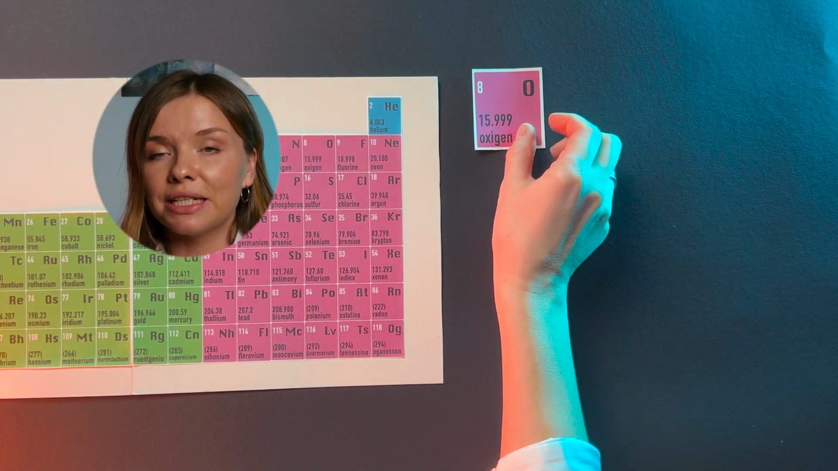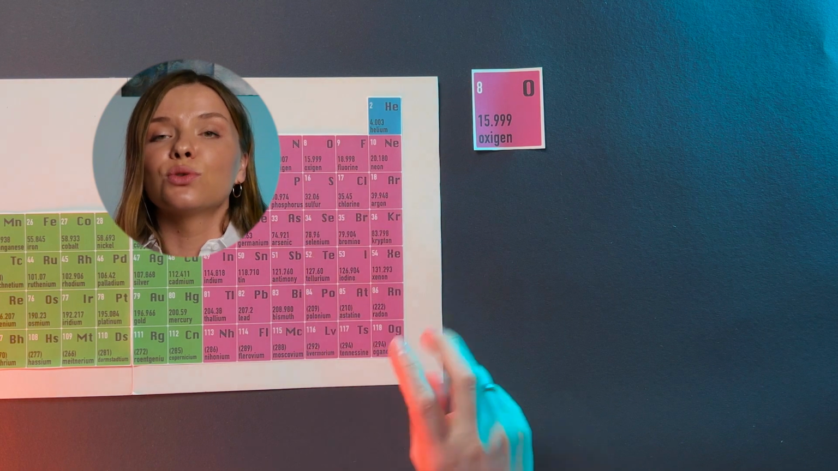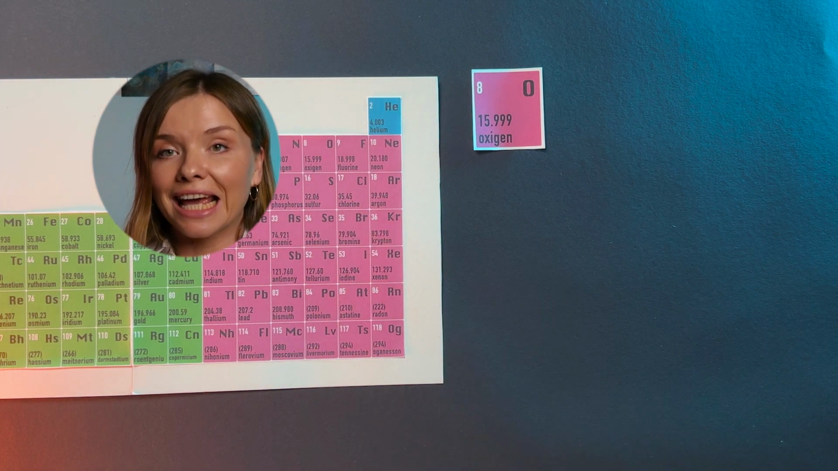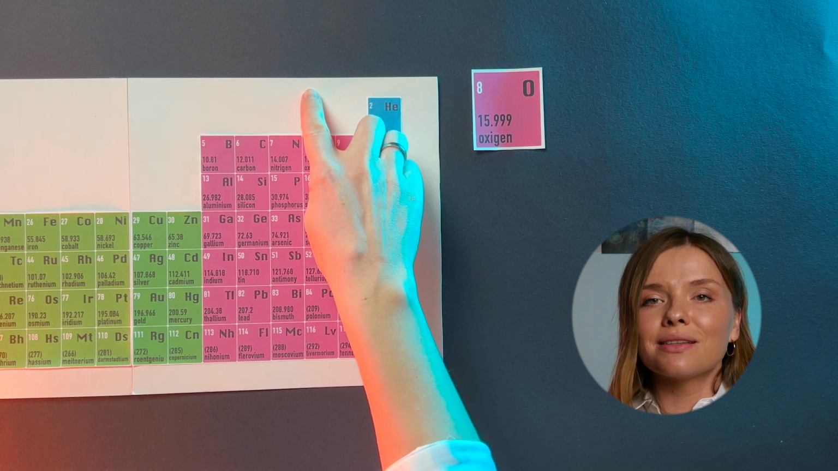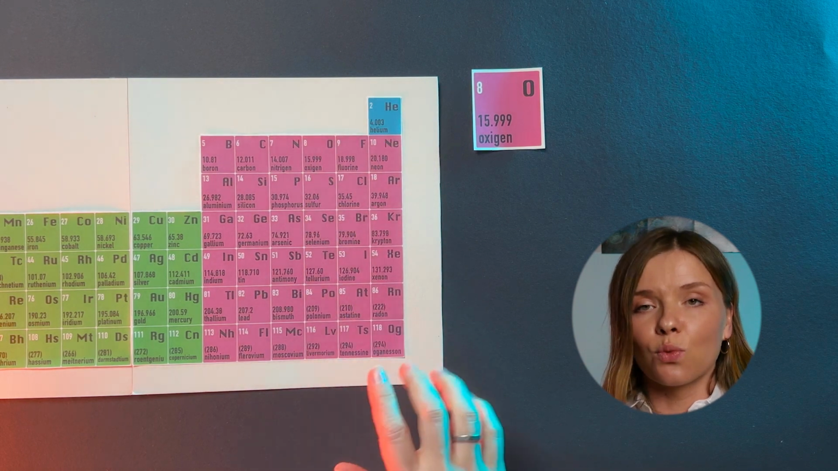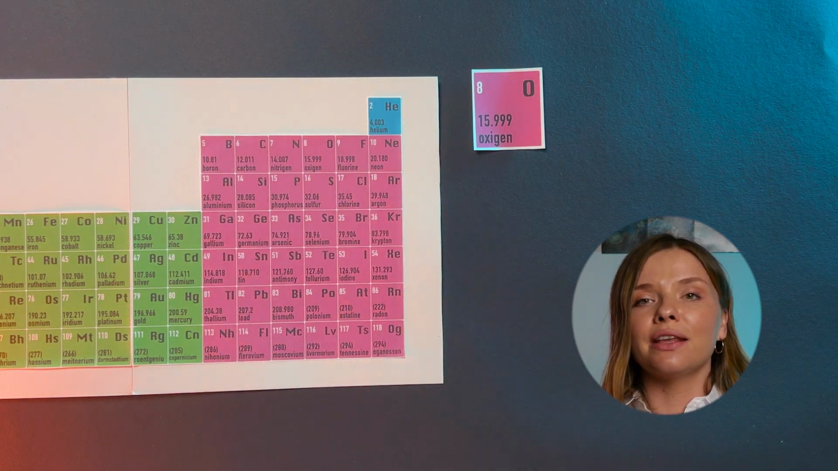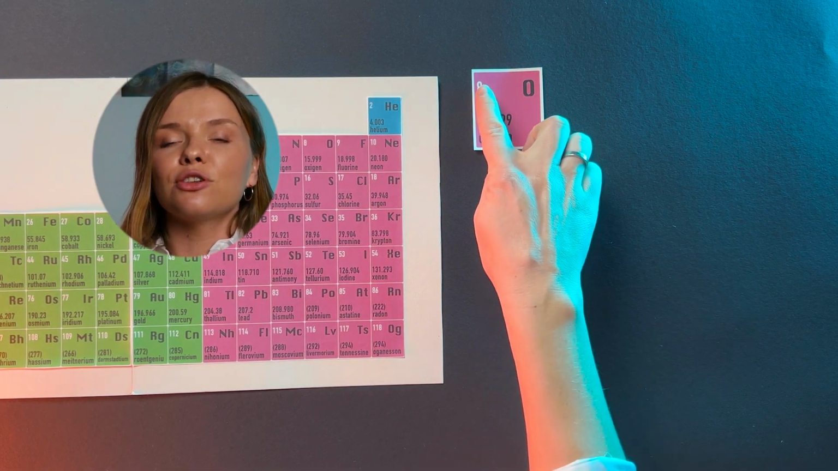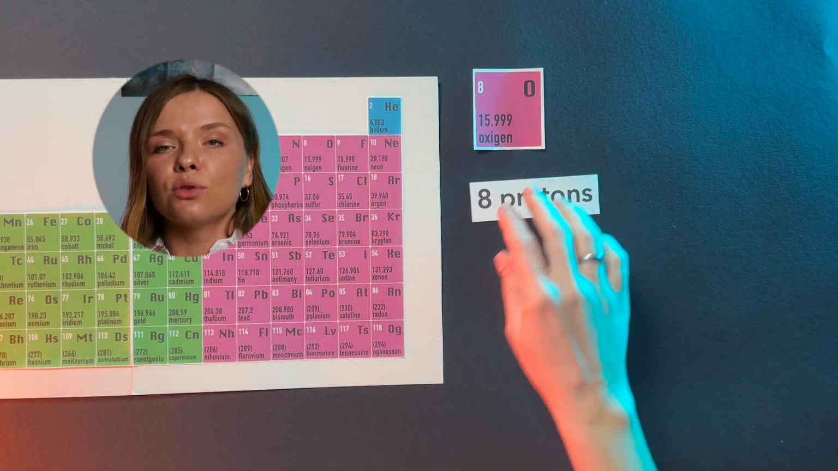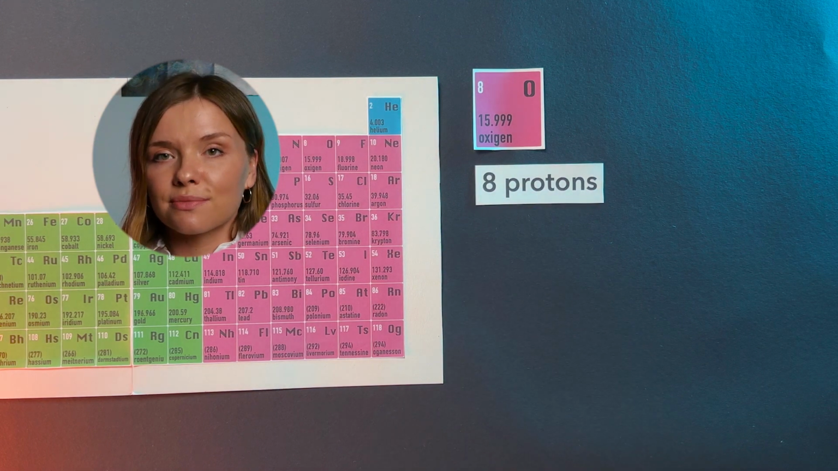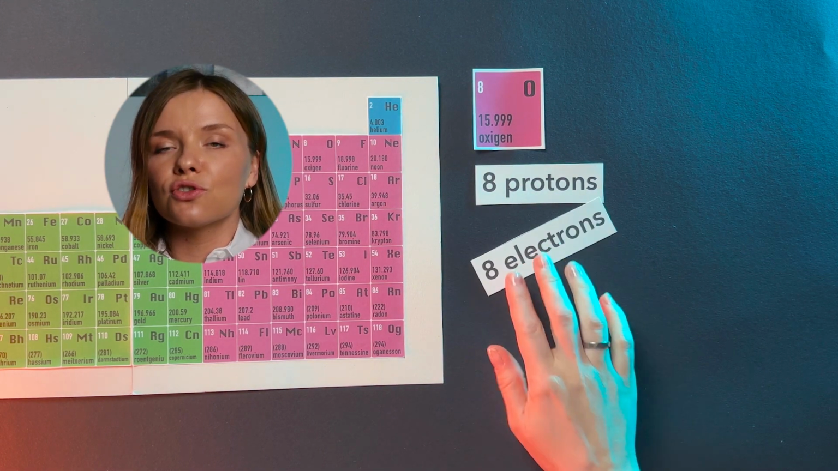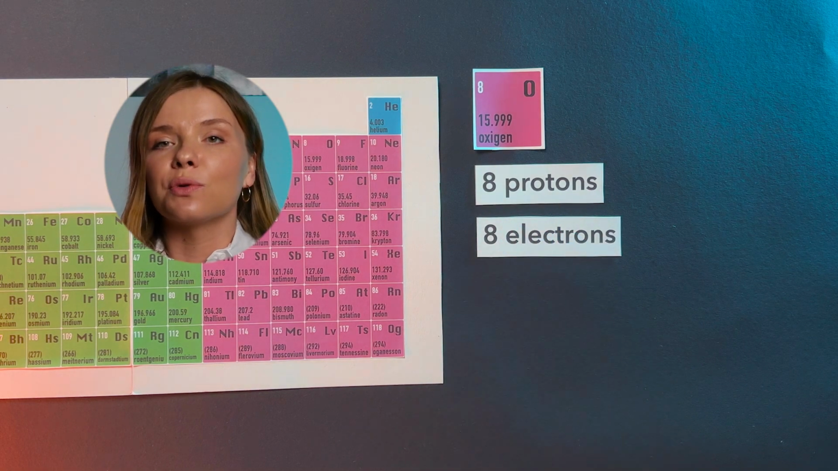The second example is oxygen. It is in the second period, meaning its atom has 2 energy levels occupied by electrons. Oxygen is in group 16, meaning it has 6 valence electrons which can participate in chemical bonds. Oxygen's atomic number is 8, meaning its nucleus contains 8 protons. And in a neutral atom of oxygen there are 8 electrons surrounding the nucleus. Oxygen is a P block element belonging to non-metals and showing strong oxidizing properties.